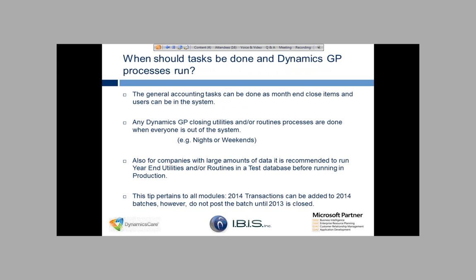Now, when should tasks be done and Dynamics GP processes run? General accounting tasks can be done at month end close, and users can be in the system. When I'm talking about general accounting tasks, that's anything like checking balances and running reports, things of that nature. Those are things you do monthly anyway. But number two, any Dynamics GP closing utilities or routine processes. I'm going to go through and talk about some routines and utility processes, so you'll have a better understanding of what those are and what happens when you run them.